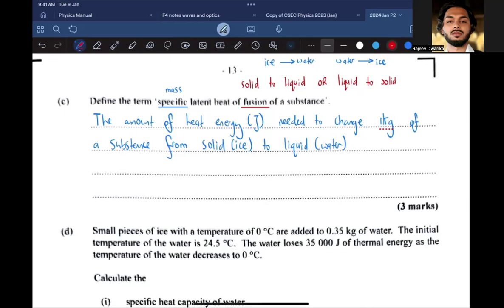And I'm going to write this in bold. You need to include this, otherwise you're not going to get 3 marks, you're going to get like 2, right? Without changing its temperature.